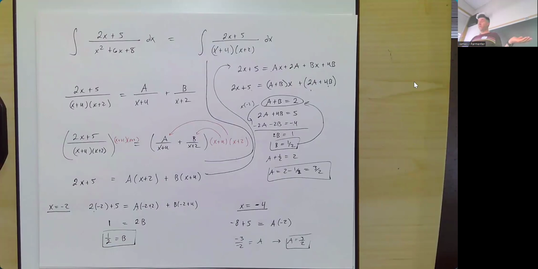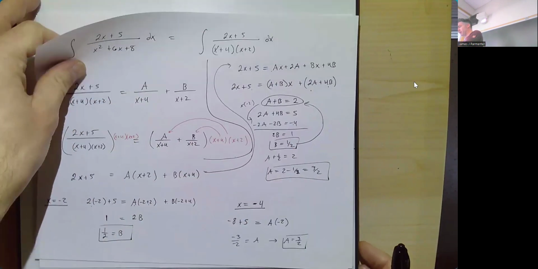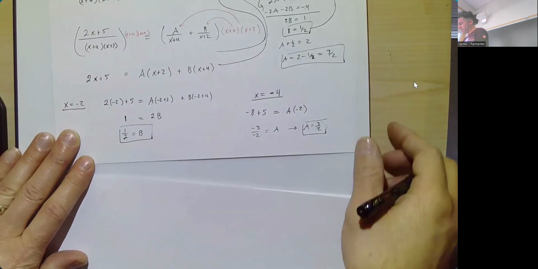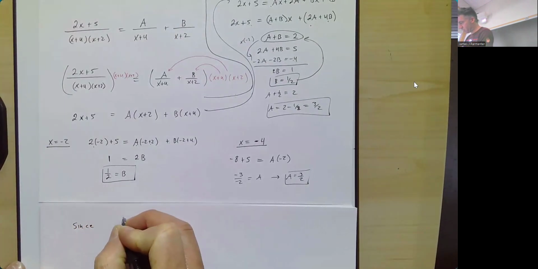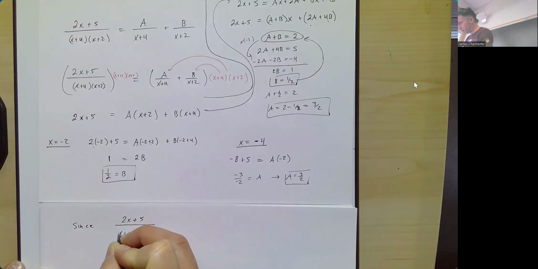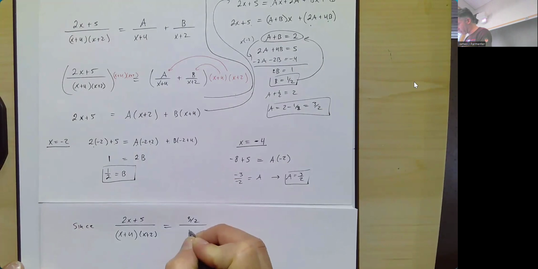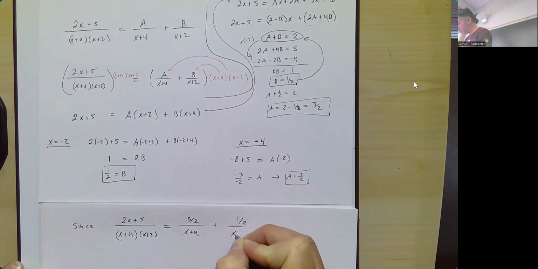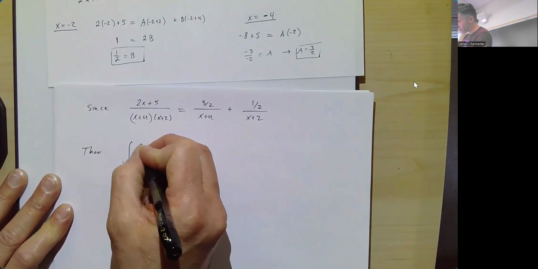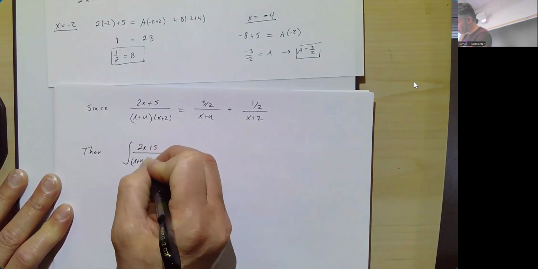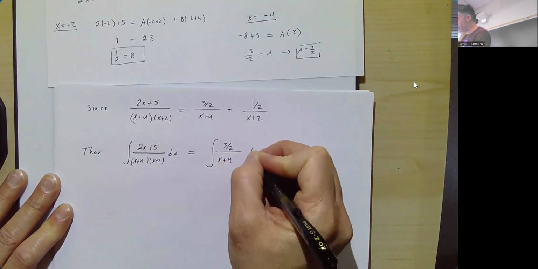We're not done. We found the partial fraction decomposition, but we still actually wanted to do an integral here. So what this means is that we can say that 2x plus 5 over x plus 4 times x plus 2 is equal to a over x plus 4, so that's going to be 3/2 over x plus 4 plus b over x plus 2. Now we can do the integral. Great. Then the integral of 2x plus 5 over x plus 4 times x plus 2 dx is equal to the integral of 3/2 over x plus 4 plus 1/2 over x plus 2.